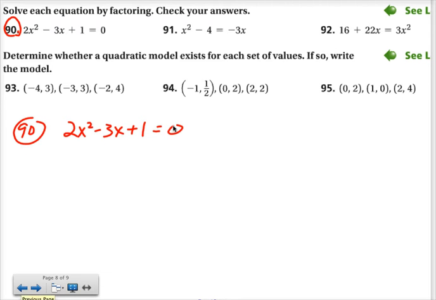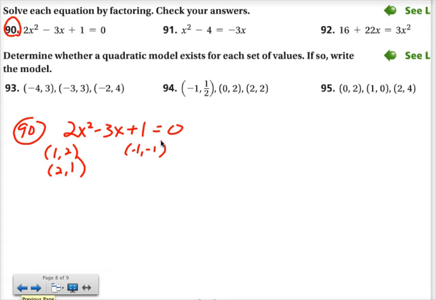And this is one of those problems where we don't have a common monomial factor. It's not a perfect square. And we have to do those combinations of numbers in the front that multiply to 2. And in the back, they would have to multiply to 1, but add to a negative 3. So that means they both have to be negative. That's the only way that that's going to happen.